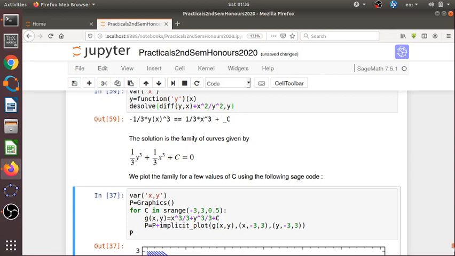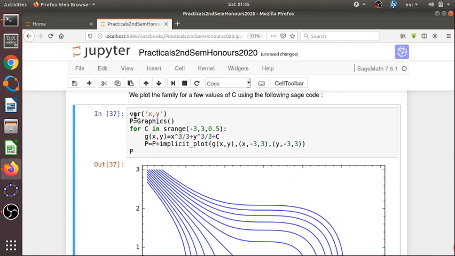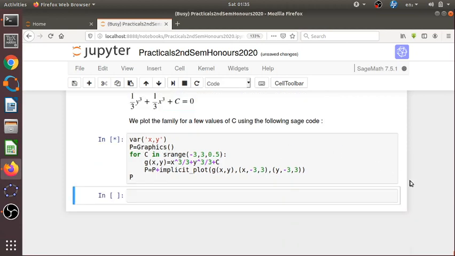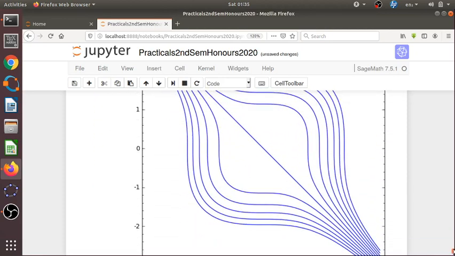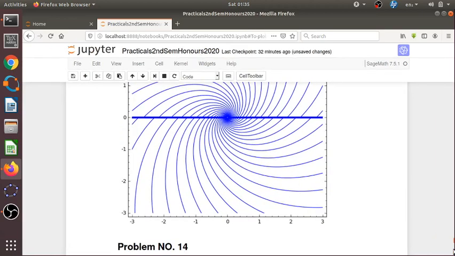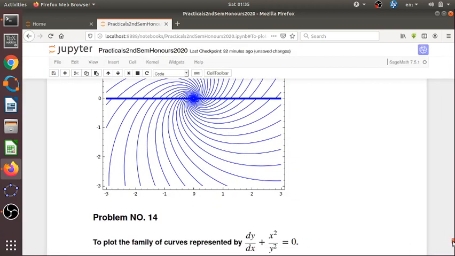So we plot the family for a few values of c using the following Sage code, right? Variable x, y, p equal to graphics, for c in srange of -3 to 3 with increment 0.5. So g of xy is this, and p equal to p plus implicit plot. The commands are very similar, only the functions are changing, nothing else. So try to do it yourself, and you should get this type of family of curves.